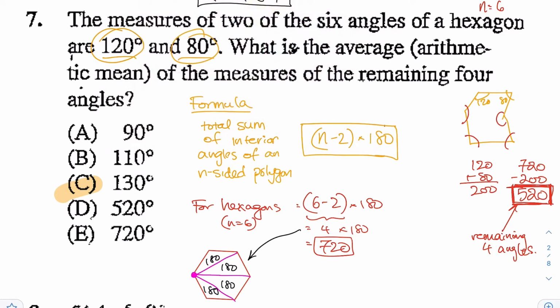All right, now you want to find the average. So remember, average is the total divided by the number of data, in this case, the number of angles. So that's going to be a total, which is 520, divided by 4. And that's going to be 130. That's choice C.